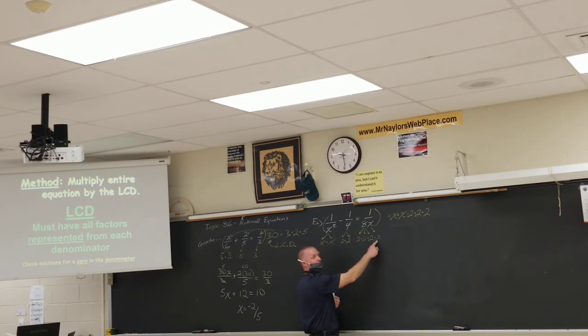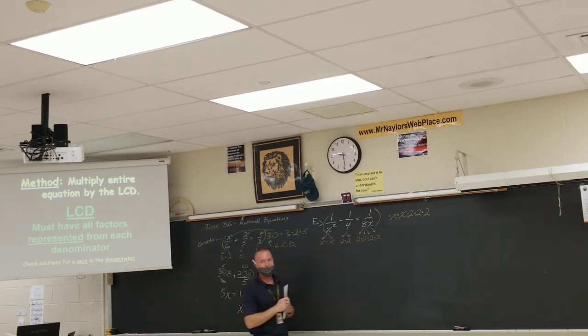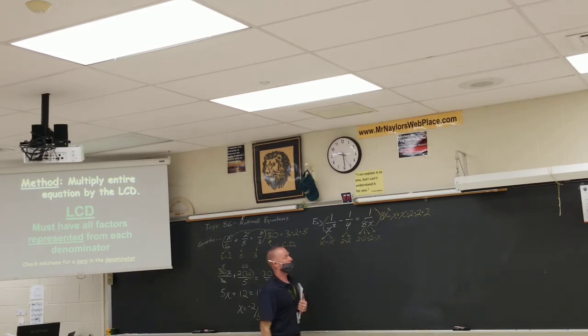I need an x. I got one. I don't need another one. You see, it's the least common denominator, so I don't want to add extra parts to it. I just need the least amount. So, of course, we end up with 8x squared.